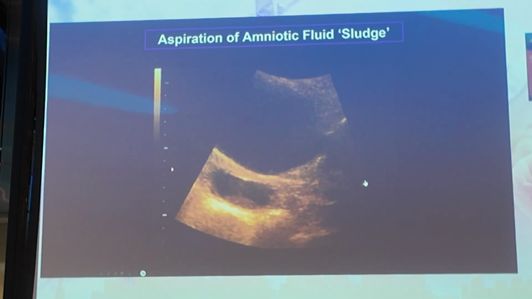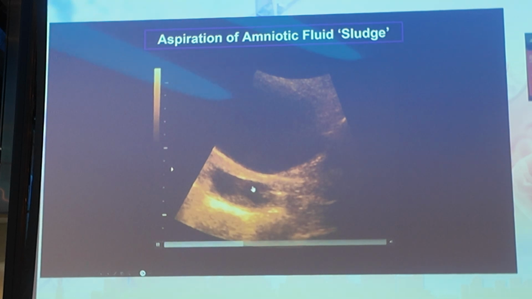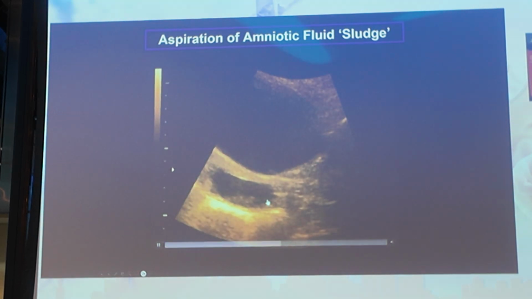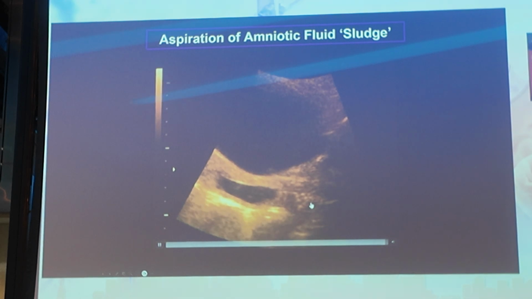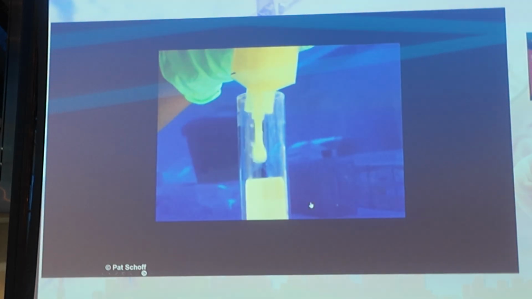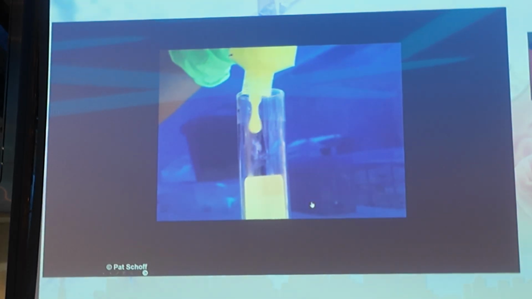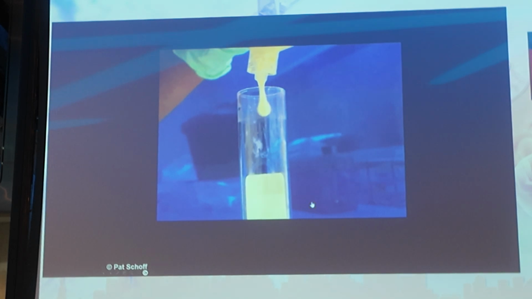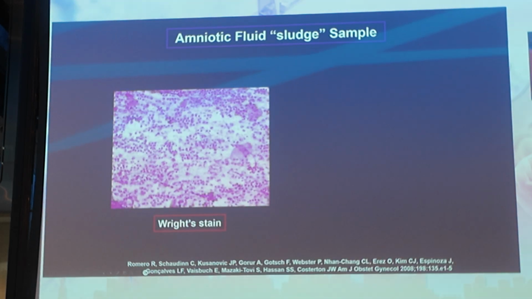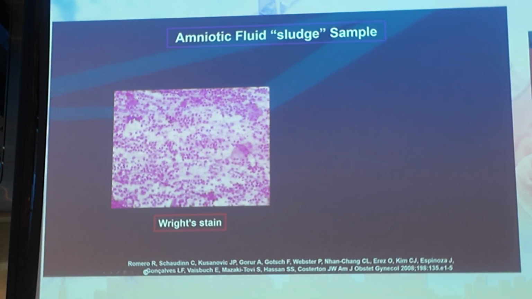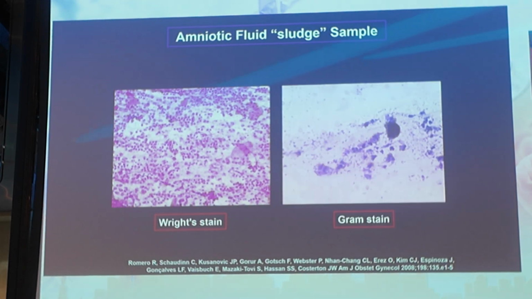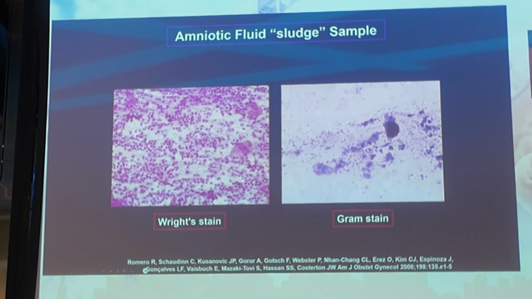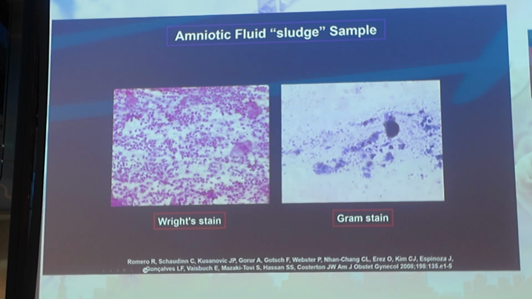Here is how we figured out the first cause of sludge. This is a patient who was going to deliver. We put a needle in, she had sludge, we aspirated the sludge, and this is how sludge looks. It looks like pus. We looked under the microscope, and there were sheets of white blood cells, so that is the reason why it's pus. Pus is a lot of white blood cells, and in gram stain you can see that it's full of bacteria.